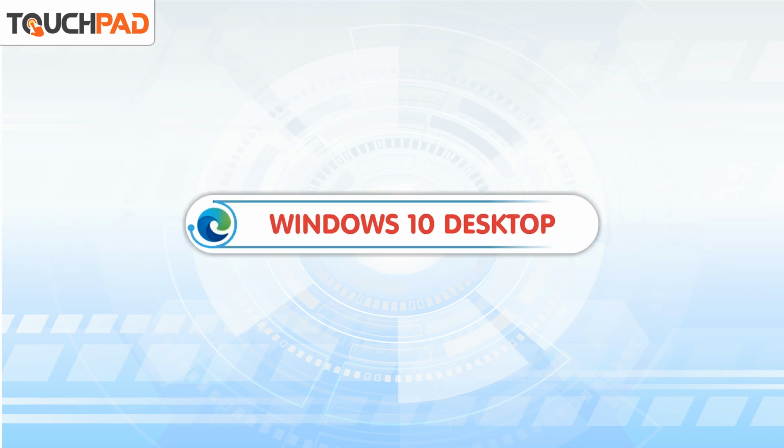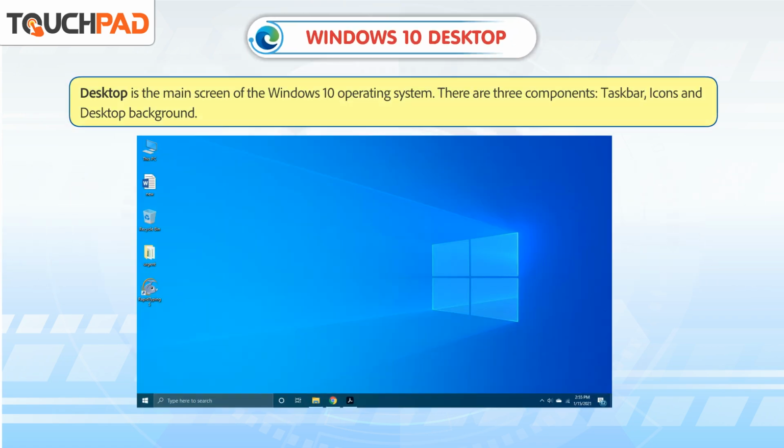Windows 10 Desktop. Desktop is the main screen of the Windows 10 operating system. There are three components: taskbar, icons, and desktop background.